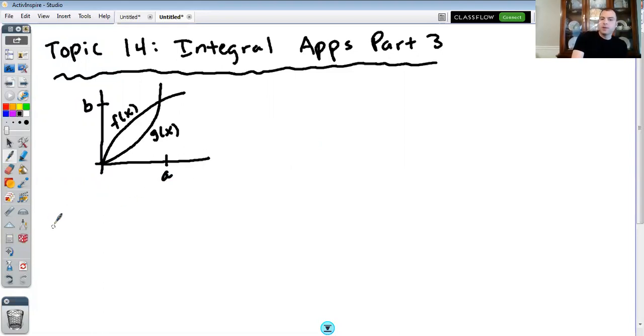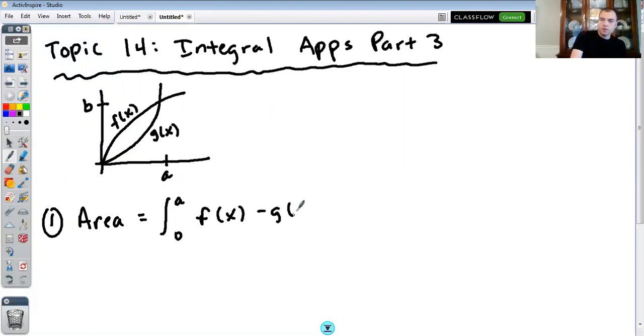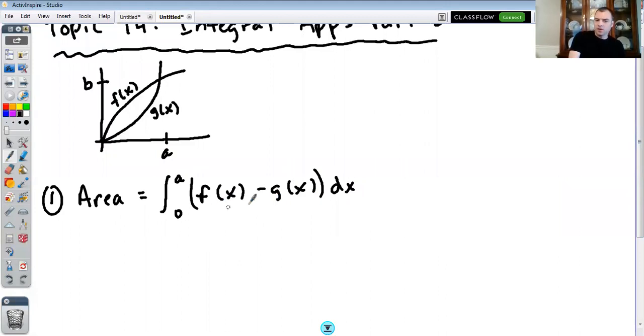So some things that you might have to be able to do with this region. First and foremost, you should be able to find the area. And remember, area is simply equal to the integral from 0 to a of the top function minus the bottom function, so f of x minus g of x dx. Keep my proper notation, because it is a rectangle, right? Height of the rectangle is the difference in the functions. dx is the width of each of those rectangles. The integral adds them together. This would give me the area.